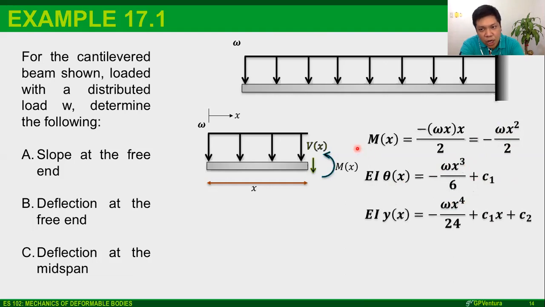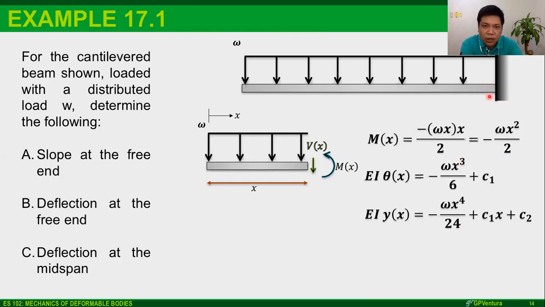So the first equation is my moment function. Then I integrate, I get the slope. Then I integrate again, I now get the deflection. Now, after integrating twice, I now need to solve the constants of integration. How again? By imposing your boundary conditions. Now, when we are using boundary conditions, I need to look for the support reaction. So the support reaction here is actually a fixed support.